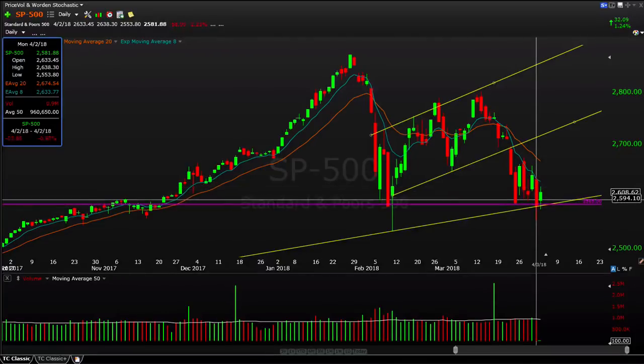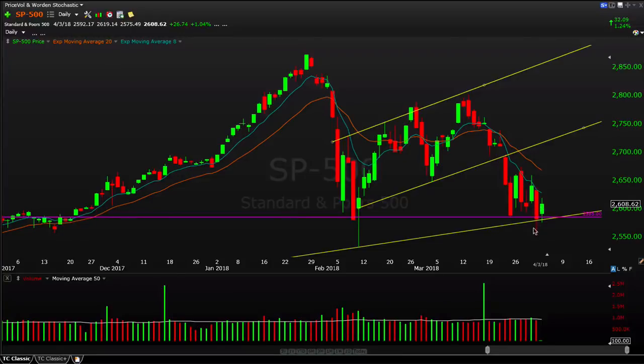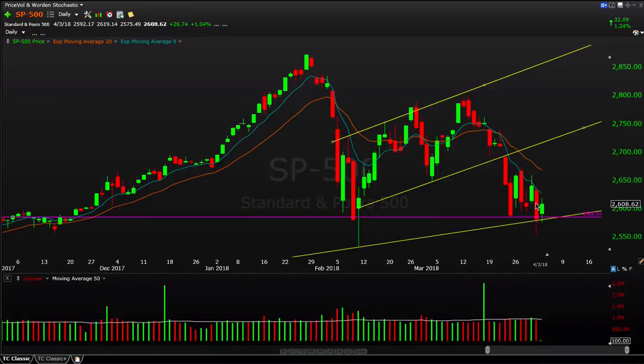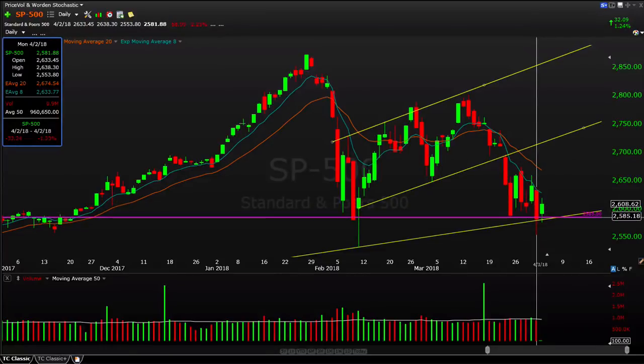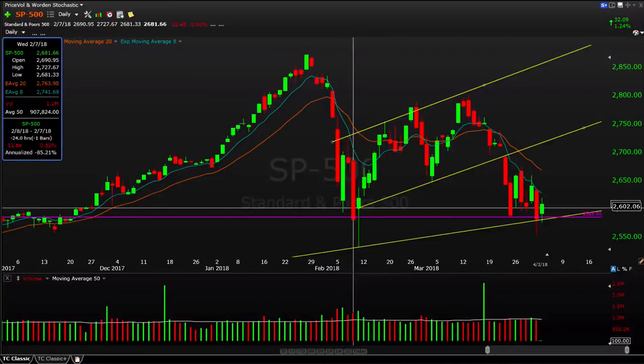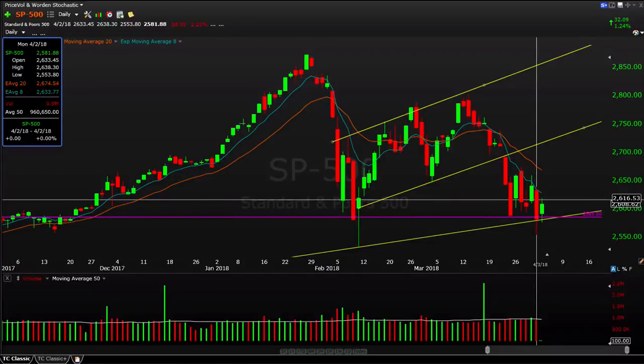And if we look at Monday's session, I think this is a very important day, where we did undercut and make a move all the way down to 2553. And look, we bounced exactly up and closed right above the lowest daily close of the year, which was back here on the 8th of February. We closed at 2581 back on February 8th. And yesterday's close on Monday was 2581.88.